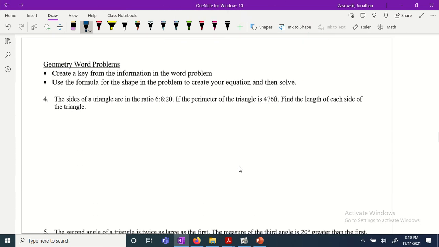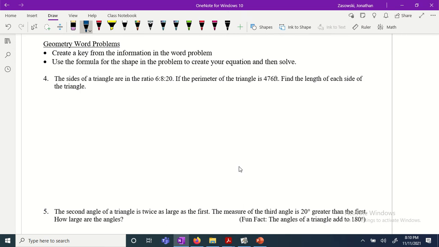All right, second part of today, we're doing some geometry questions. So you can see the same type of situation here. We're going to create a key from the information in the word problem, and then we're going to use the formula to shape the problem and create our equation and solution. So in the first question, the sides of a triangle are in the ratio of 6 to 8 to 20.